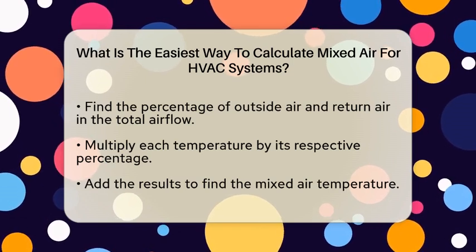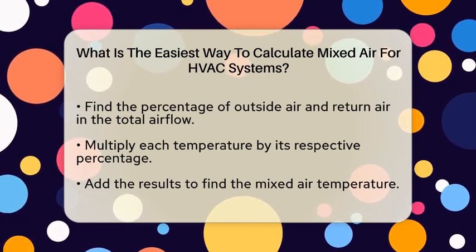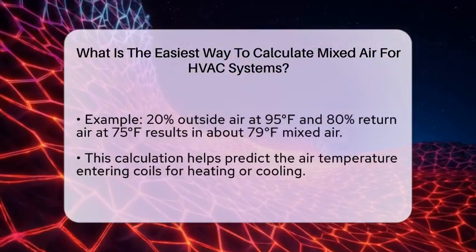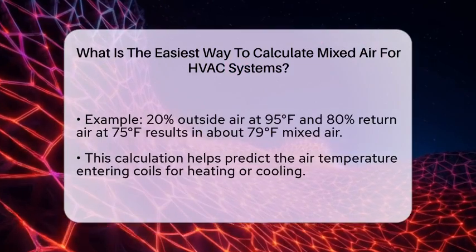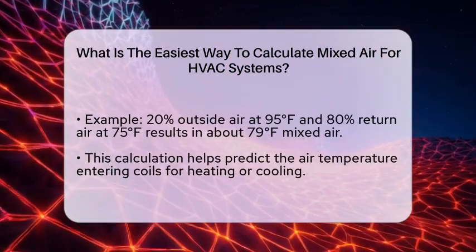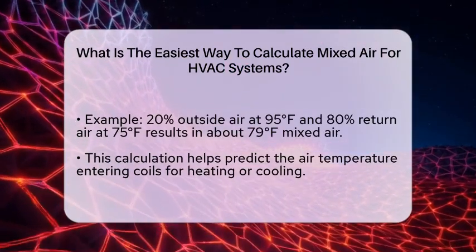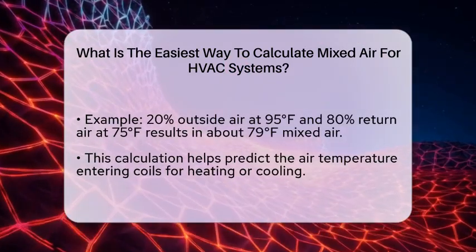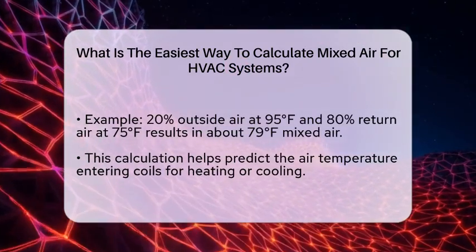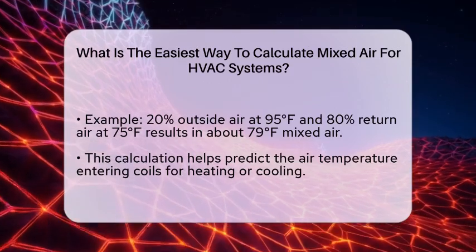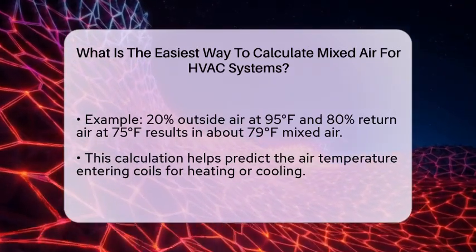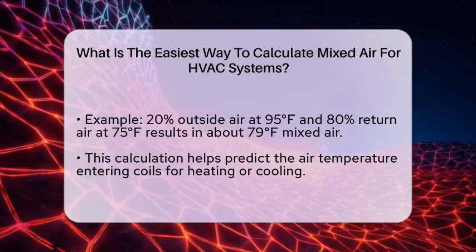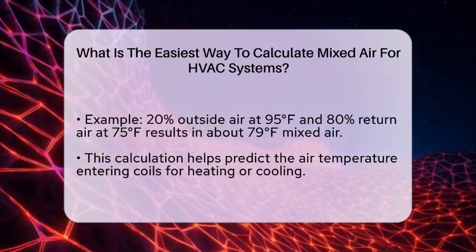This number tells you what the air entering the cooling or heating coil will be. It's a quick way to check if your system is working properly or if adjustments are needed. This method is especially useful when humidity isn't a concern, because it only considers dry bulb temperatures. But if you want to include humidity, you need to look at psychrometric properties like humidity ratio and enthalpy. These are more complex calculations that involve energy balance and moisture content.